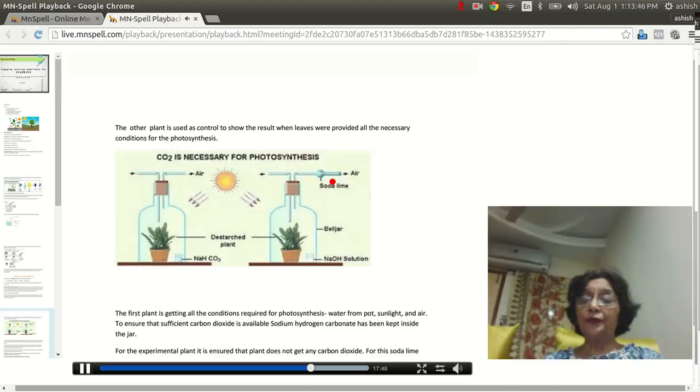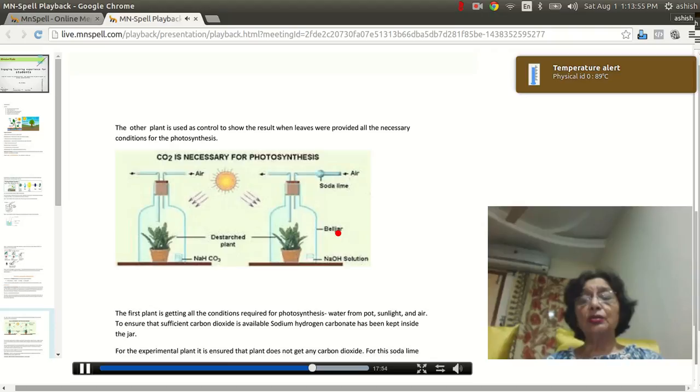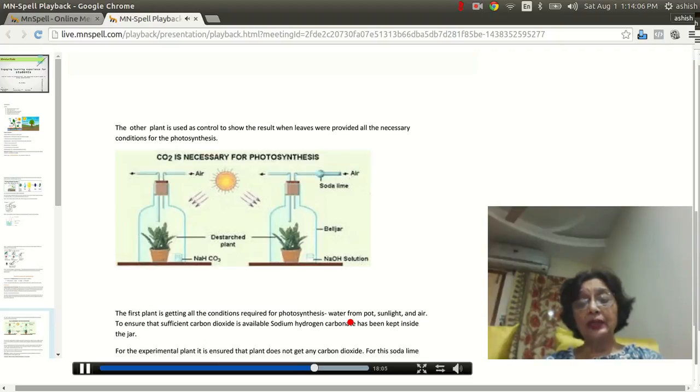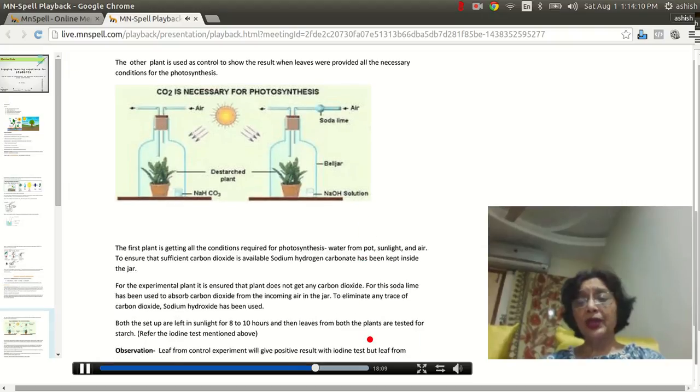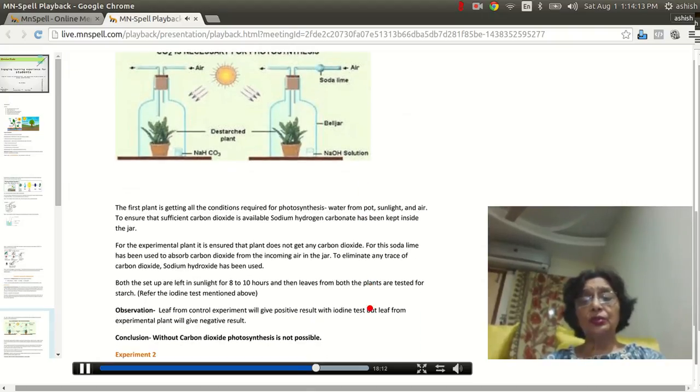So the first hindrance to carbon dioxide is at the entrance. The air which is entering into the bell jar has got no carbon dioxide or very little carbon dioxide, which will also be eliminated by sodium hydroxide solution. You can see a small container, a small beaker, in which I have kept sodium hydroxide solution. So that will eliminate even a trace of CO2.